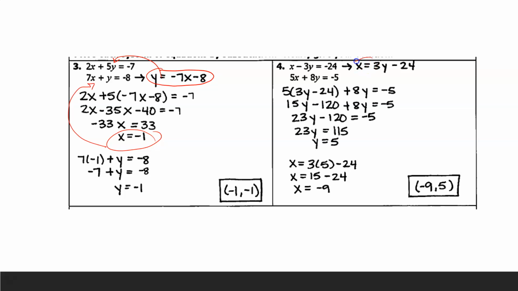This time, I isolated x, and I plugged it in to the second one right there. I solve for y to get 5. Now I'm going to plug that 5 into the other equation up here, and I got x is negative 9. Negative 9 and 5 is the answer.